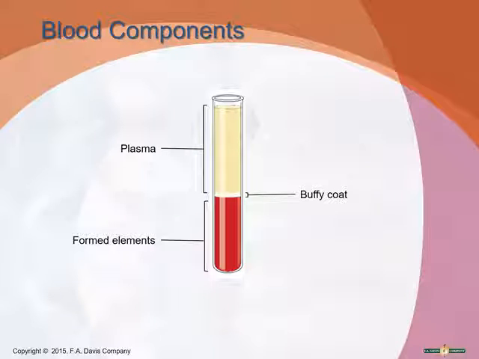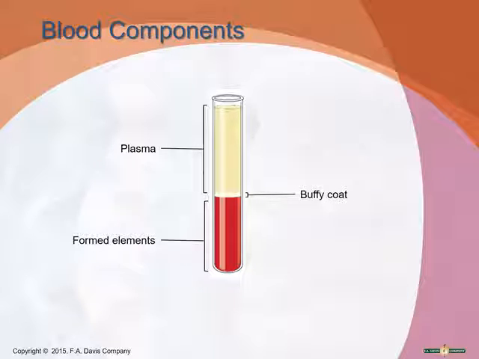And then the formed elements, and you can see this here, this part on the bottom. The formed elements include the red blood cells, also known as erythrocytes, the white blood cells, known as leukocytes, and the platelets. They make up about the other 45% of the blood. Red blood cells are the heaviest of the formed elements. They sink to the bottom of the sample.